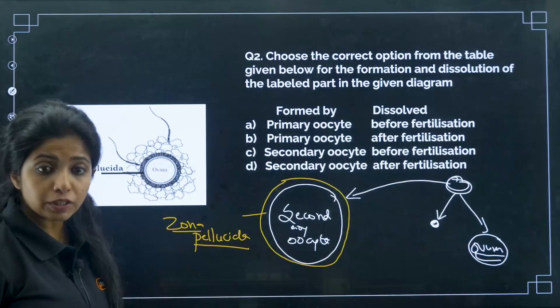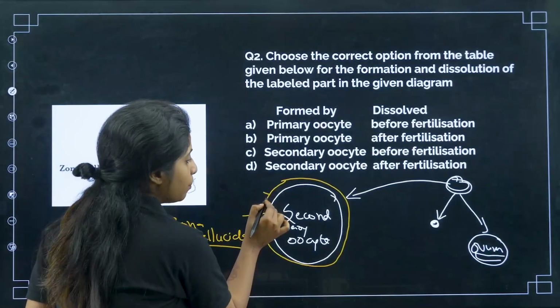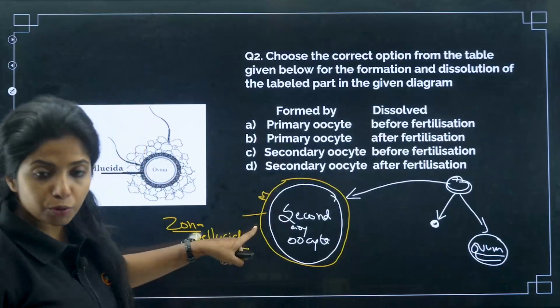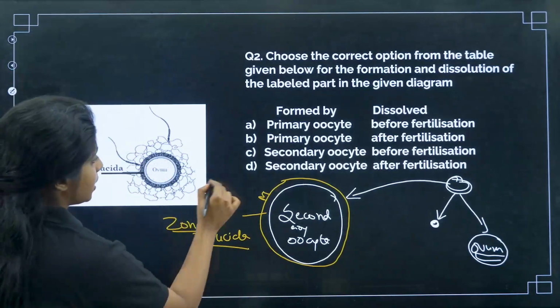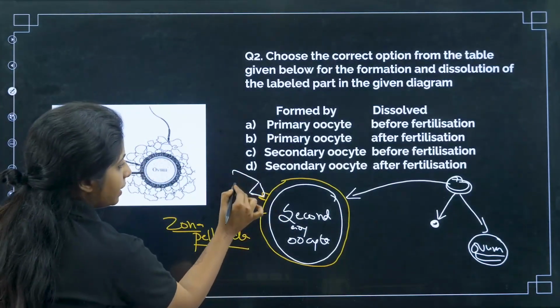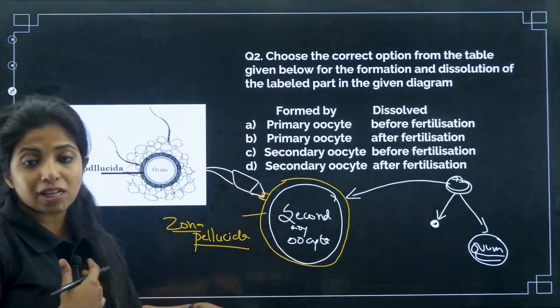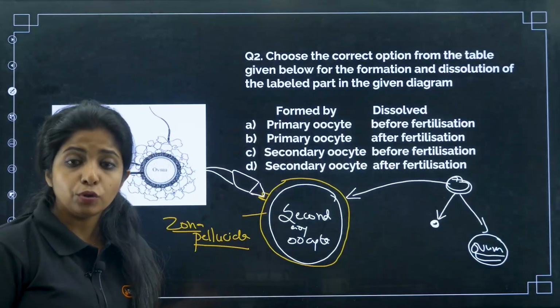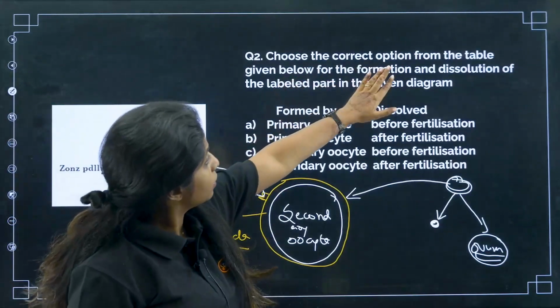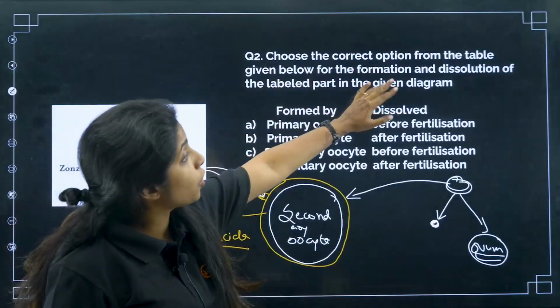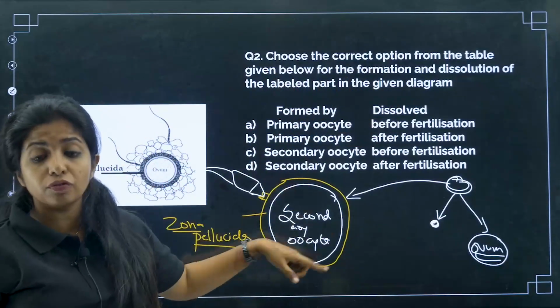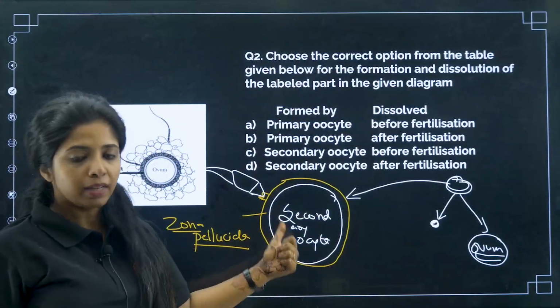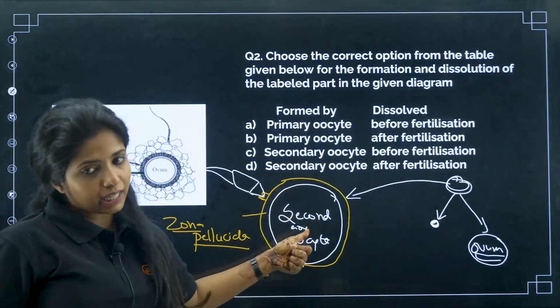Now what does zona pellucida have? Zona pellucida has certain proteins, my dear children. On these proteins, the sperm will come here and bind, and that's how fertilization happens. Now you are asked to choose the correct option from the table given below for the formation and dissolution. Who is responsible for the formation of zona pellucida? It is secondary oocyte.